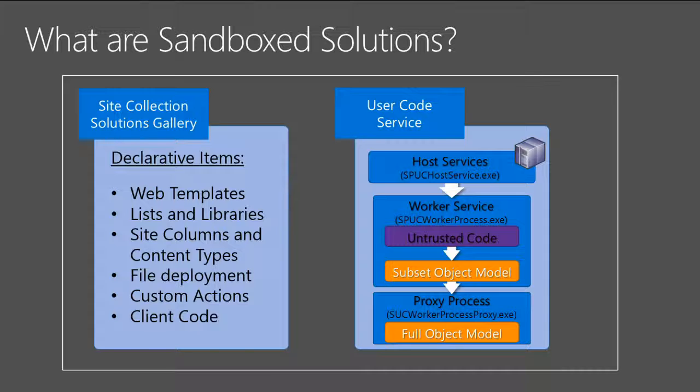There really were two parts to sandbox solutions. One is that in every site collection you have a solutions gallery, and inside of there you can use the feature framework, which we already know is kind of like a bad word around here these days, because it's quirky. And inside of there, you can set up web templates, lists, libraries, site columns, all kinds of things like that that are declarative. There was also a user code service that would run your code, shown in purple here, that's untrusted code and sort of protect the rest of the server from that code.